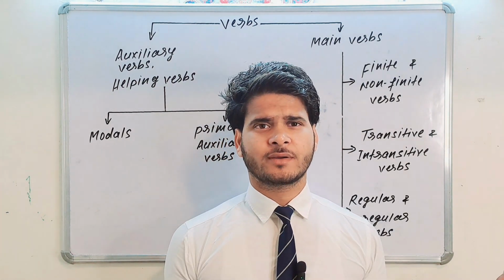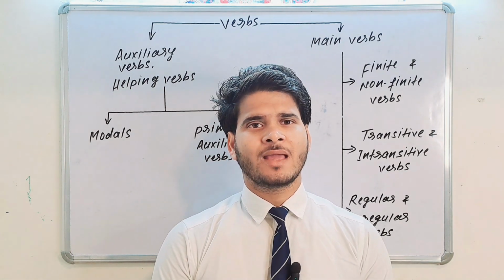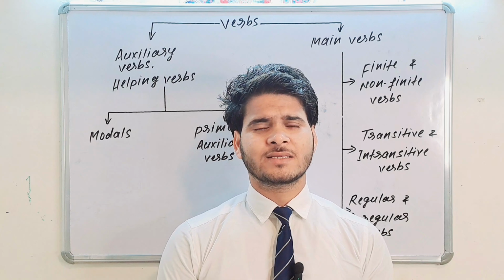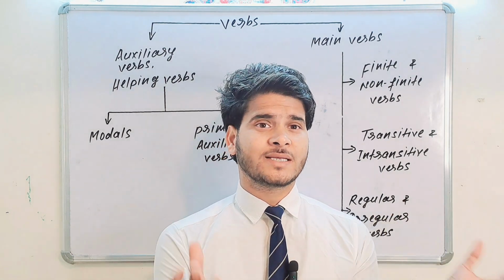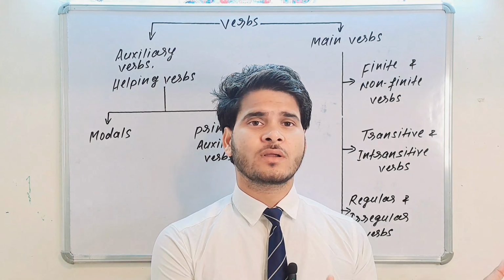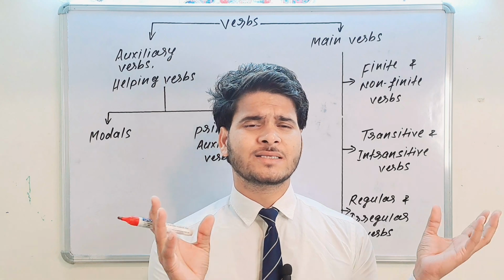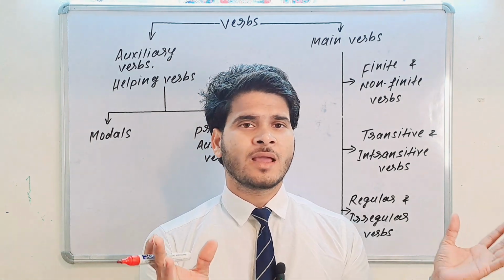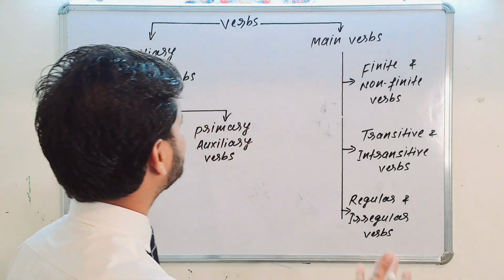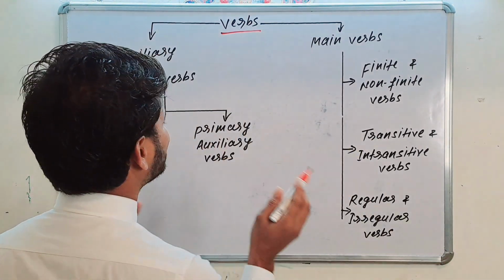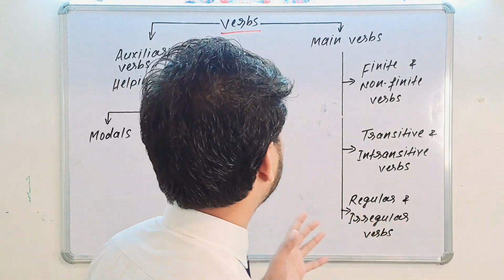Now let's come to the topic. So the first question is, what is verb? An action word or doing word in a sentence is called verb. As you can see, I have written classification of verbs. This is your verbs. Action word or doing word in a sentence is called verb.